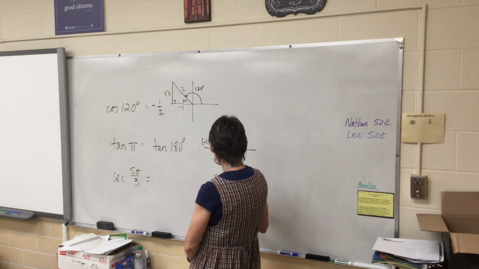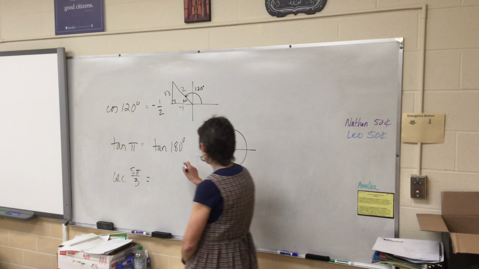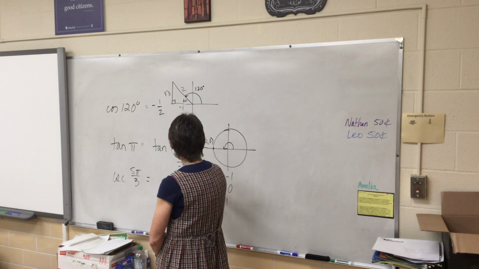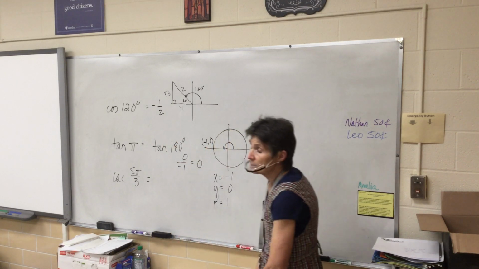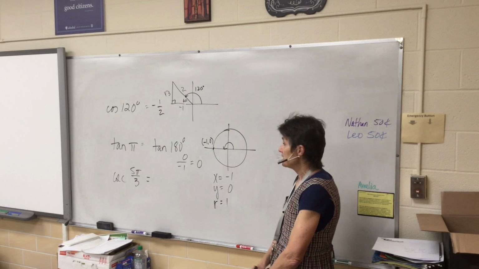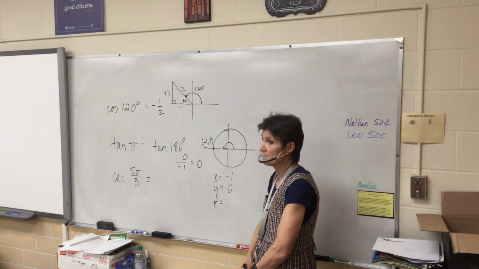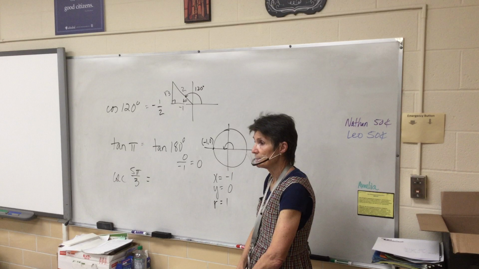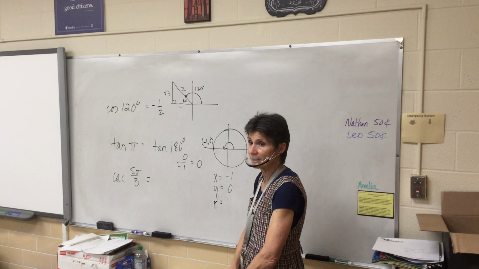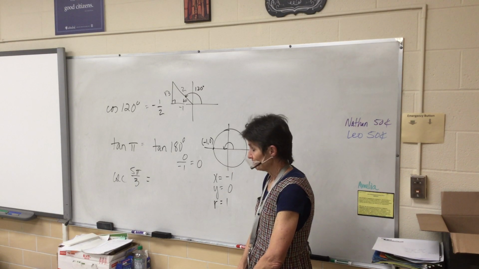So if I put y over x, I get 0 over negative 1, which is 0. These are the ones sometimes that turn out undefined. This one didn't, but remember getting undefined sometimes? That's when the 0 is in the denominator.